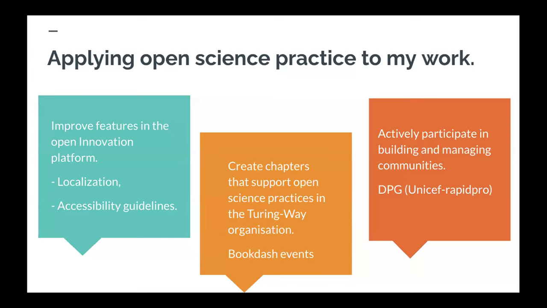Okay, how am I going to apply my open science practice to my work? My intention is to improve the open innovation platform. I'm currently working within the open science community in Saudi Arabia. Localization is a feature I hope to improve from what I've learned from the training. Accessibility: to improve accessibility, to make it accessible to diverse people.